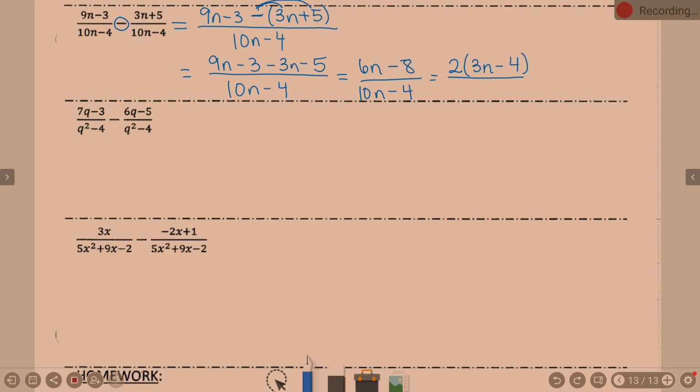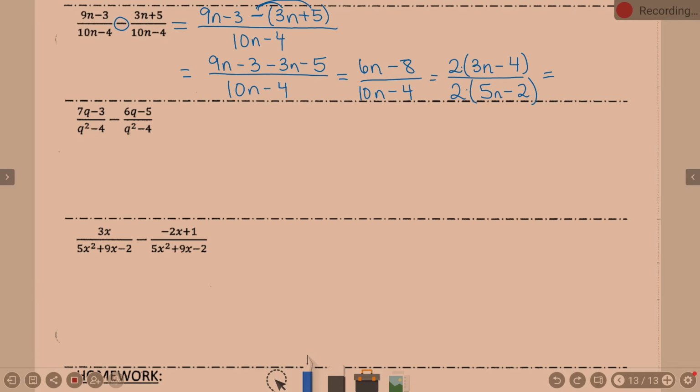Denominator. Is there a GCF on the bottom? What do 10 and 4 divide by? 2. So, 10n divided by 2 is 5n. Minus 4 divided by 2 is 2. So I have 2 times (3n minus 4) over 2 times (5n minus 2).